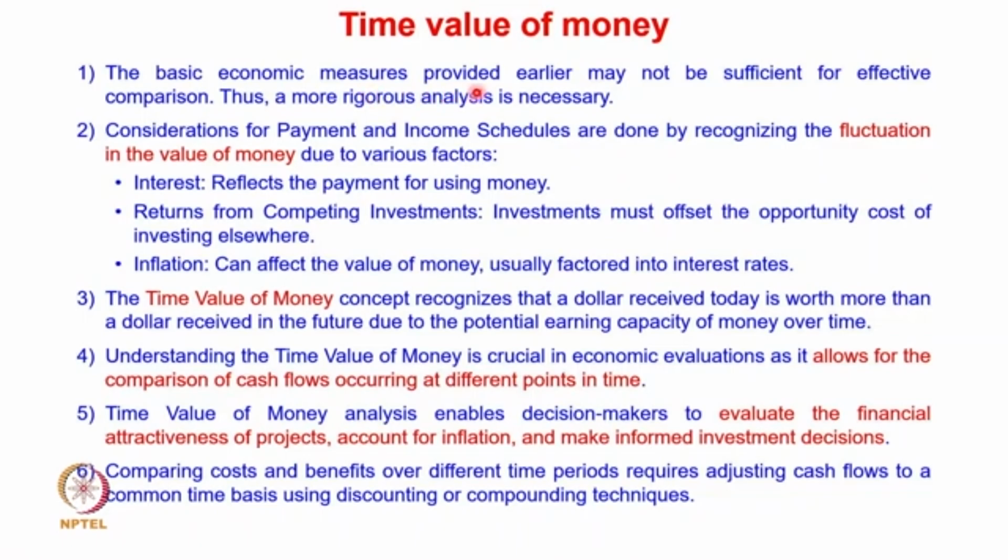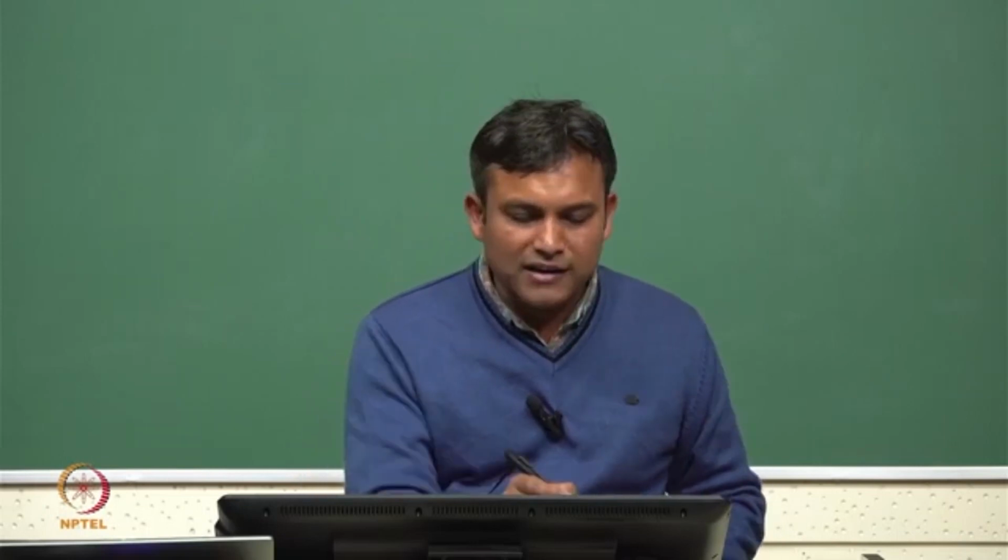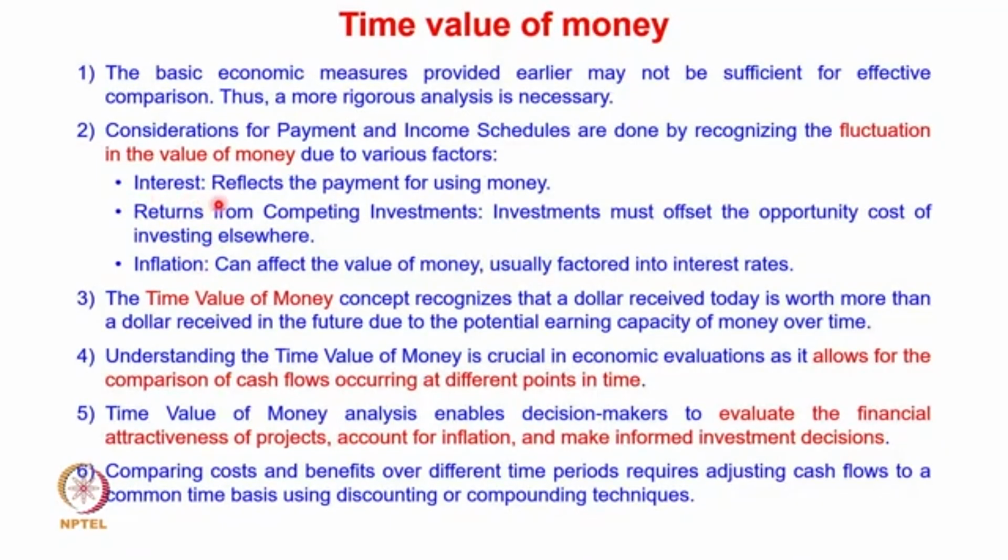The basic economic measures provided earlier may not be sufficient for effective comparison because they do not include the time value of money. Consideration for payment and income schedules is done by recognizing the fluctuations in the value of money due to various factors. You can see that the value of money can change because of different factors, and these factors are given here.